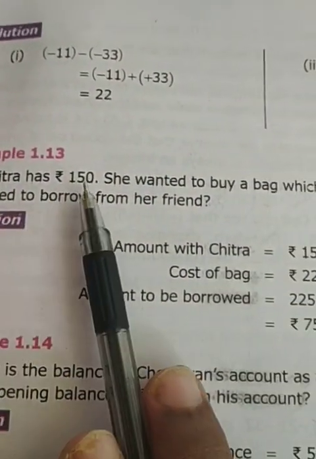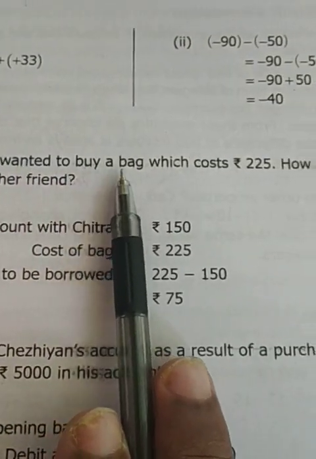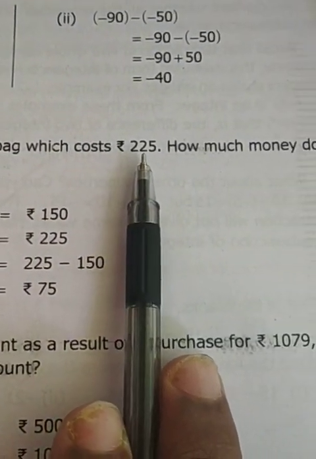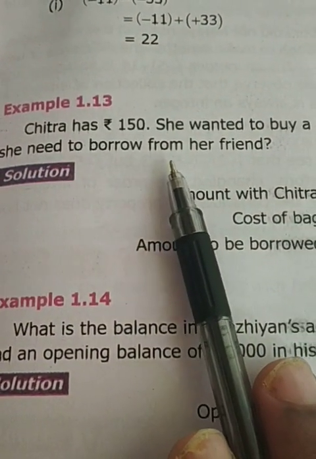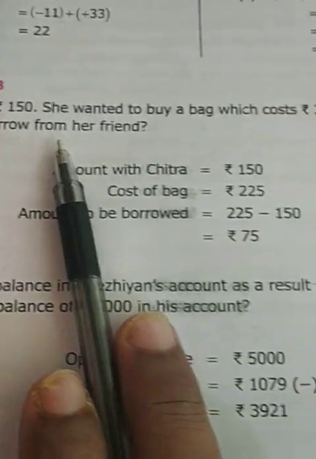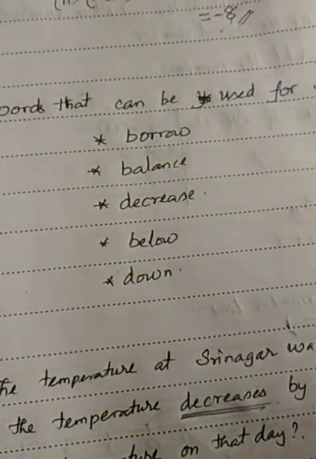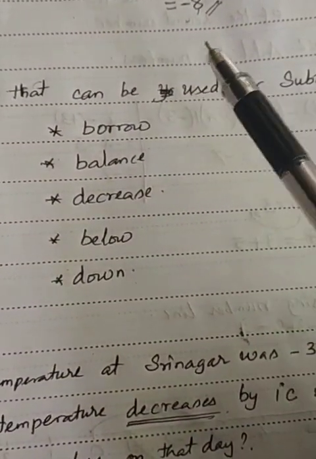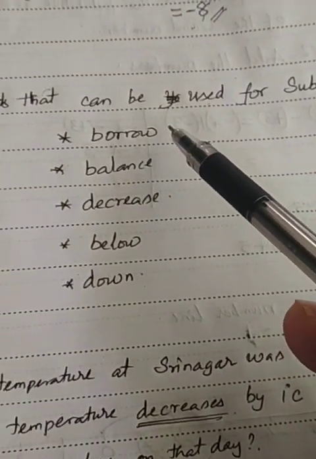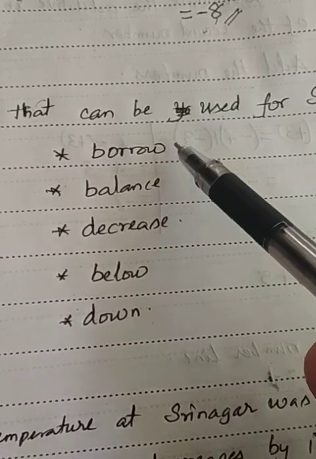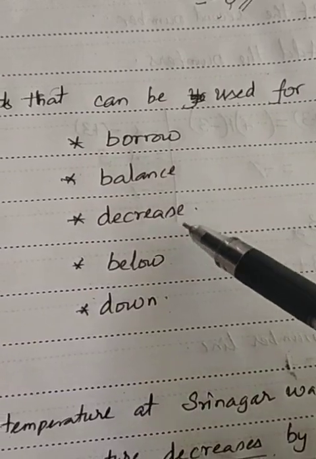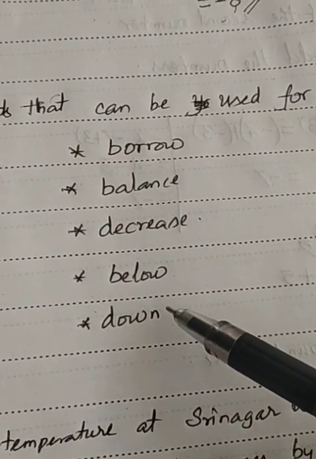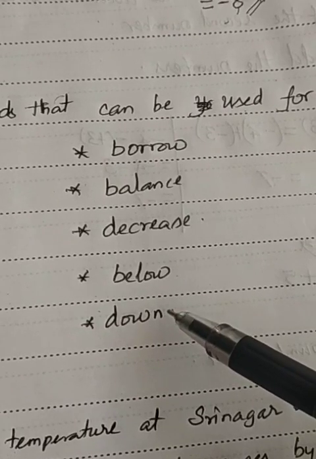See, Chitra has 150 rupees. She wanted to buy a bag which costs 225. How much money does she need to borrow from her friend? See, these are some words which are used to find the subtraction of integers. Okay, see, these are the words we generally use: borrow, balance, decrease, below, down. When these words come into a statement problem, you simply find the subtraction.